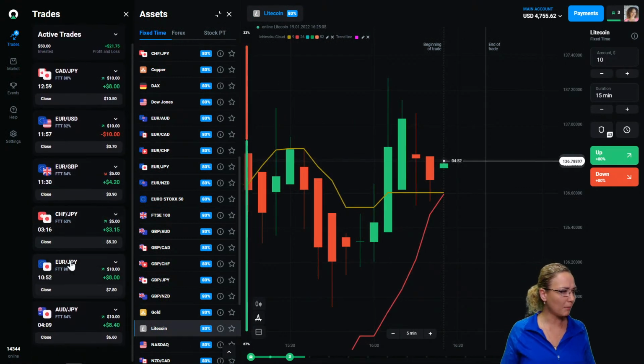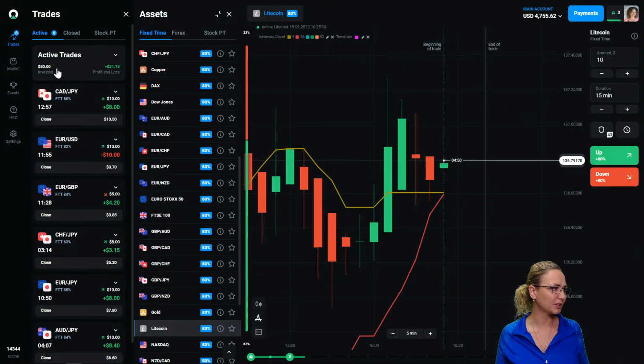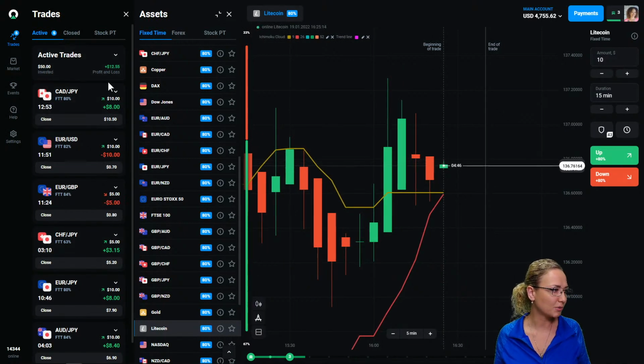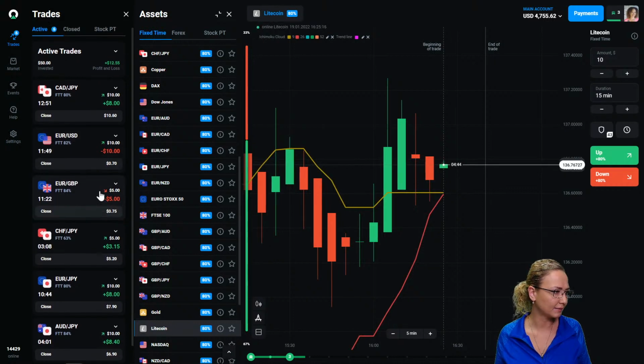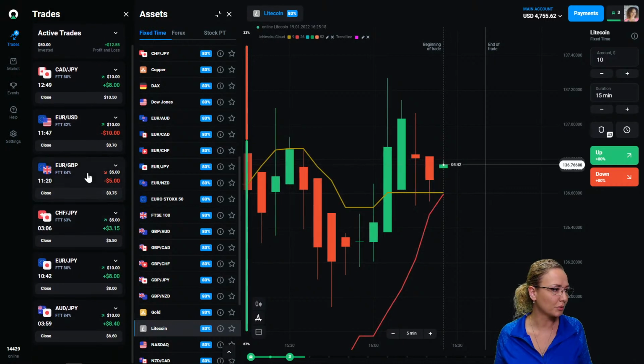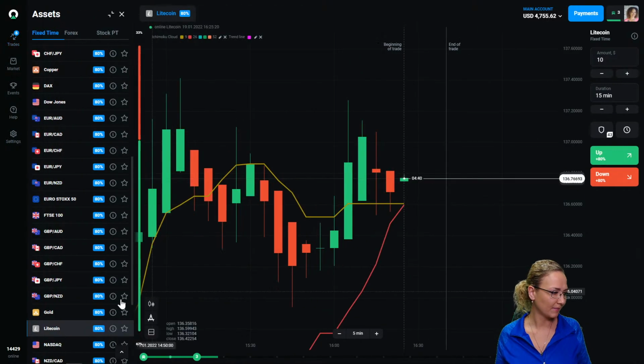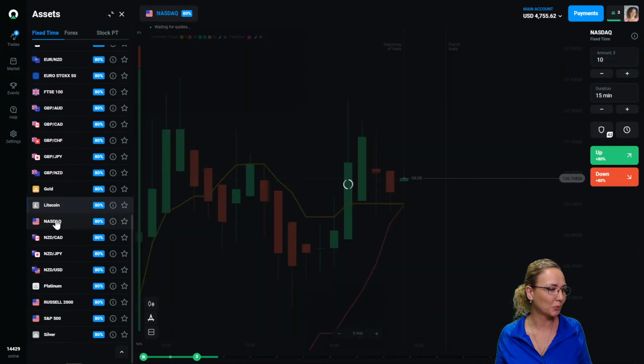Okay, so one in the minus, the rest are in the plus. So $50 invested, and my total profit right now is $12.55. You know, fluctuating a little bit, but that's okay. This is how the trading world works.